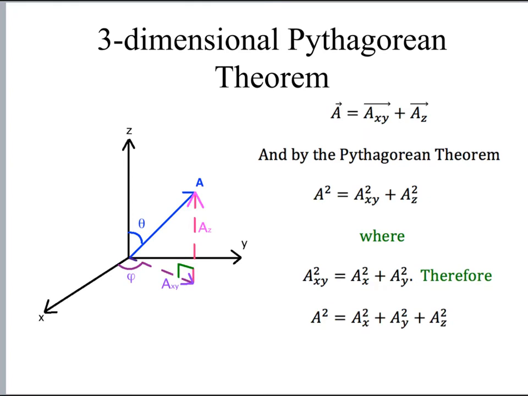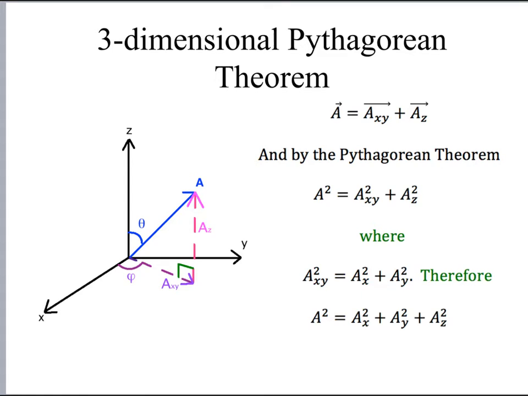Okay, now we can consider the vector A, which is broken up into our A sub xy and A sub z. And of course, A sub xy and A sub z are going to be mutually perpendicular. And so this makes another right triangle. And so we can say that the vector A is the vector A sub xy plus the vector A sub z, and that A squared is equal to A sub xy squared plus A sub z squared.